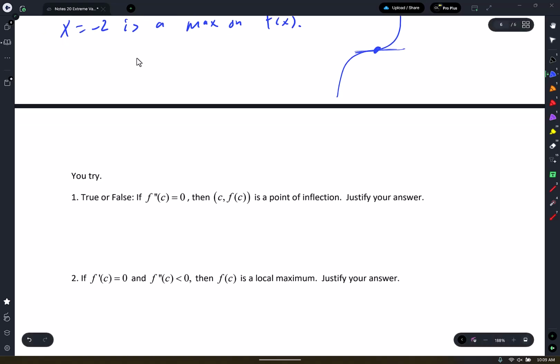All right, true or false? If the second derivative is 0, then (c, f of c) is a point of inflection. Oh, that's tricky. If the second derivative is 0, that's telling me I have a point of inflection no matter what.